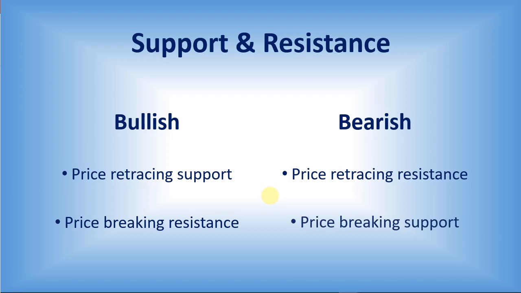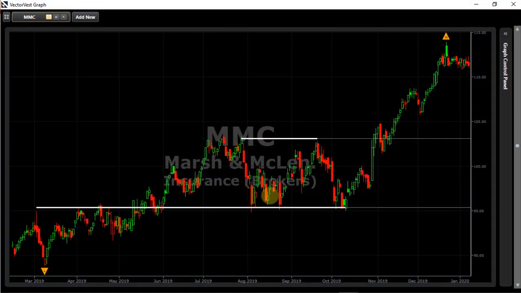Additionally, if you see price breaking through a support level and moving lower, that's a bearish indication. Typically, price will continue to fall until it reaches the next support level. And a little later, I'll show you how you can use VectorVest to automatically find stocks exhibiting these patterns. So let's take a look at some examples.